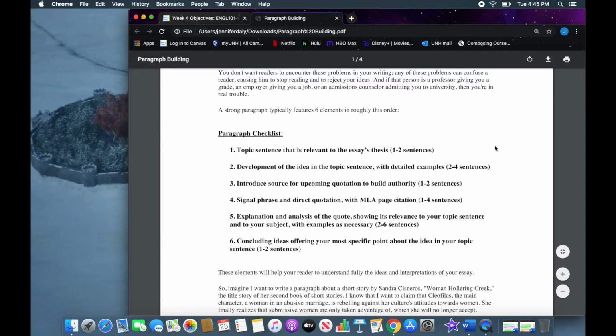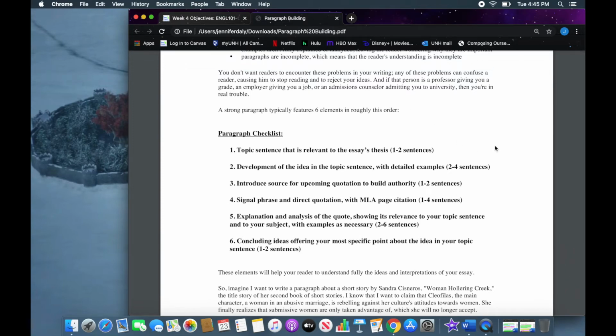So you have this checklist here, and this is a handout that you'll locate in files. So what does a paragraph need to have? Okay, topic sentence, super important. These are the first 1 to 2 sentences of the paragraph. The topic sentence lays out to the reader what the paragraph is going to be about and how this paragraph works to support the thesis.